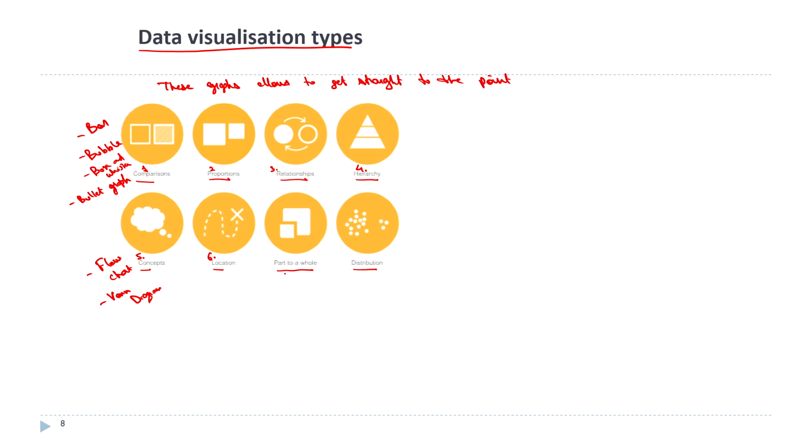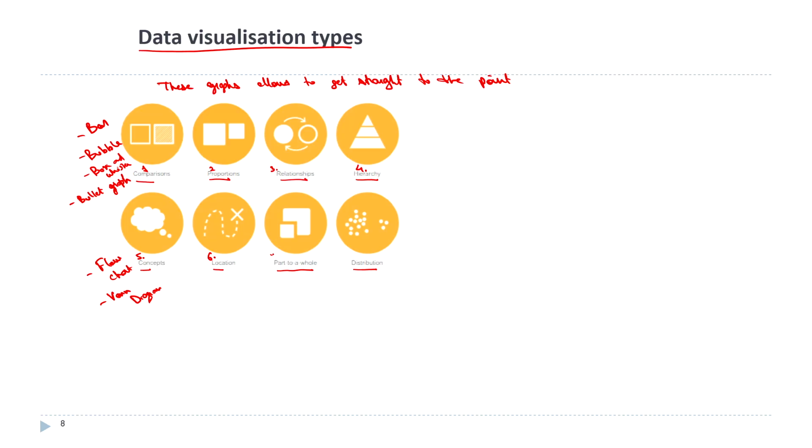Then part to a whole is also one of the categories of data visualization, where one part is connected to the overall graph itself. So here the donut charts, the stacked bars, where one part is itself showing something. A pie chart itself is a part to a whole. One part of the pie is presenting one specific category, one specific parameter here. So this is one kind of chart.